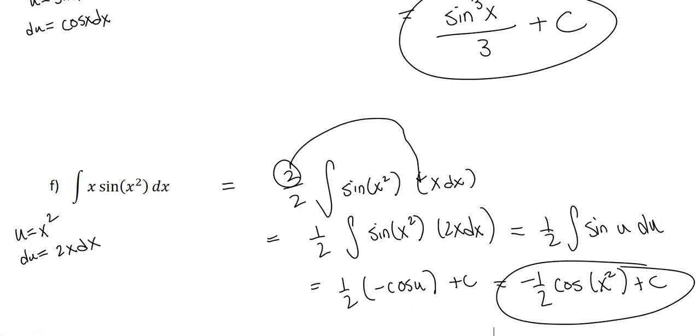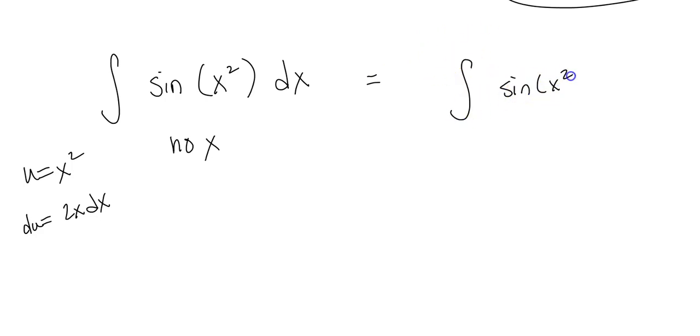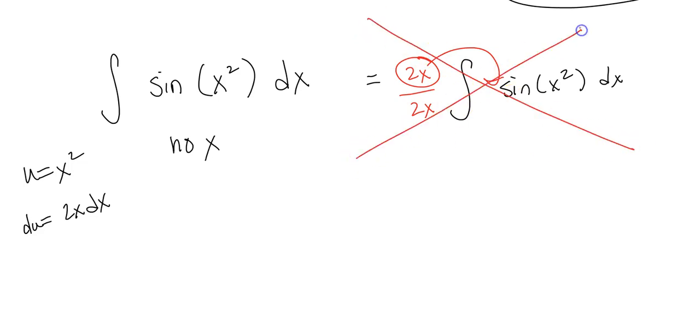Now, one thing I do want to caution you about, I said this earlier, but just to make sure we're clear, if you have something like the sine of x squared dx, just like this, u would have to be x squared, and du would have to be 2x dx. But notice that I don't have the x I need, okay? There's no x here. So what most students are inclined to do is they would try to multiply by 2x over 2x and then just bring the 2x in. But this is a big red no, okay? We do not want to do this.